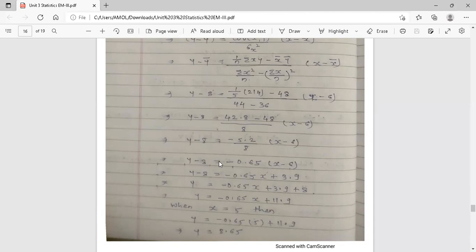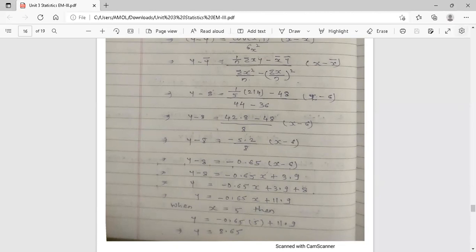y minus 8 is equal to minus 0.65 in bracket x minus 6. Again you simplify: you solve this bracket term, minus 0.65 into x, this minus and this minus make plus, 0.65 into 6 is 3.9. Then you transfer this minus 8 to the RHS so that you get the value of y. It is equal to minus 0.65 into x plus 11.9. And so this is the regression line of y on x.